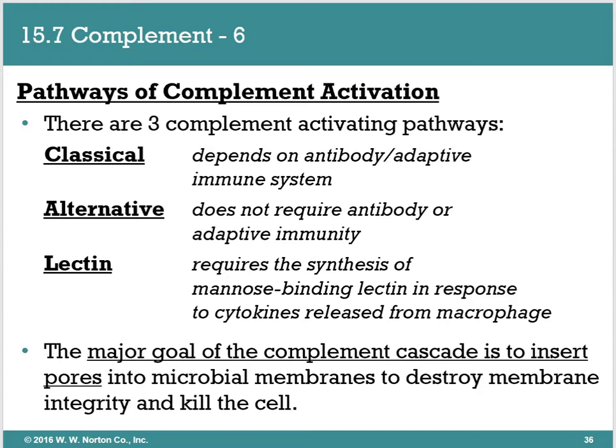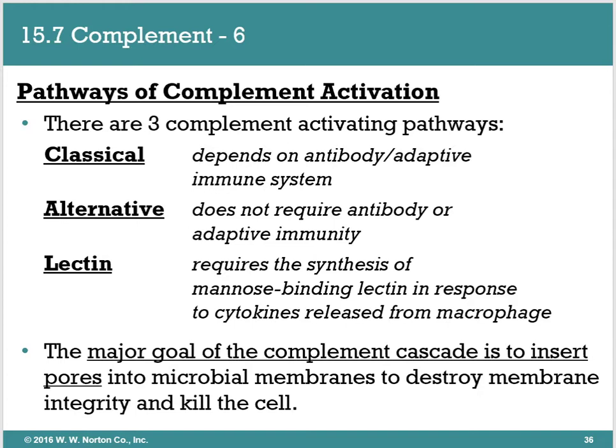I do want you to know the 3 pathways. So I do want you to know the classical, alternative, and lectin. And I want you to be able to tell me the differences between them. So the end goal of all 3 pathways, no matter which one, the ultimate goal is to promote inflammation, to promote phagocytosis, as well as opsonization.